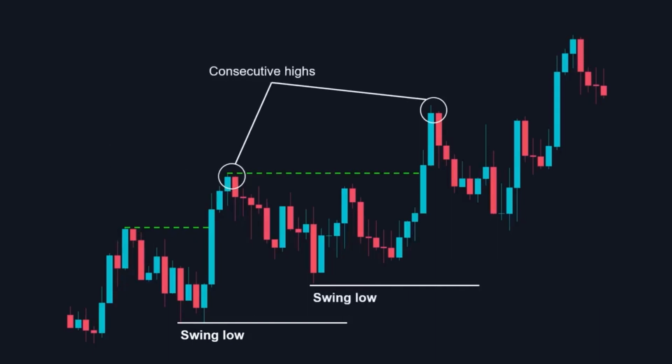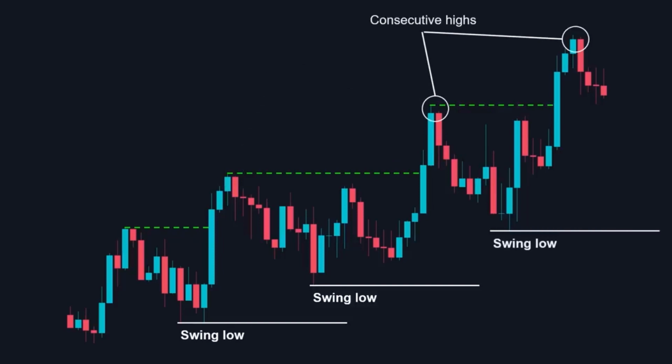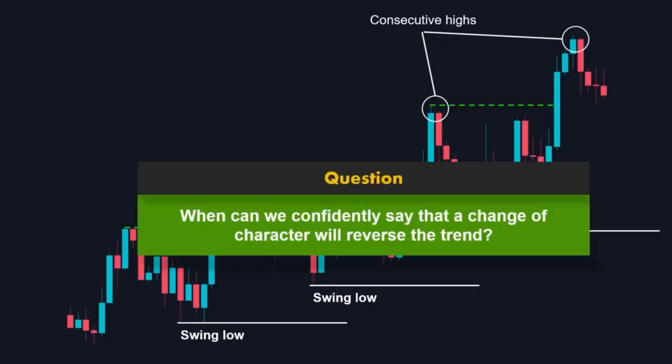So once again, the lowest point of two consecutive highs is identified as the swing low. Another two consecutive highs and a swing low we have. Keep in mind that the same concept applies to the bearish scenario. Now here comes a question. When can we confidently say that a change of character will reverse the trend?